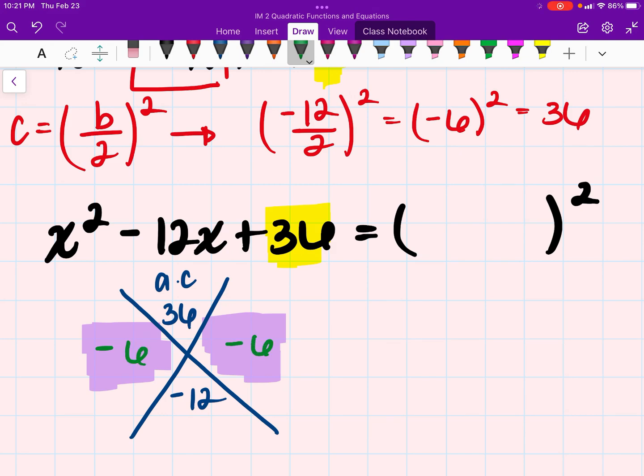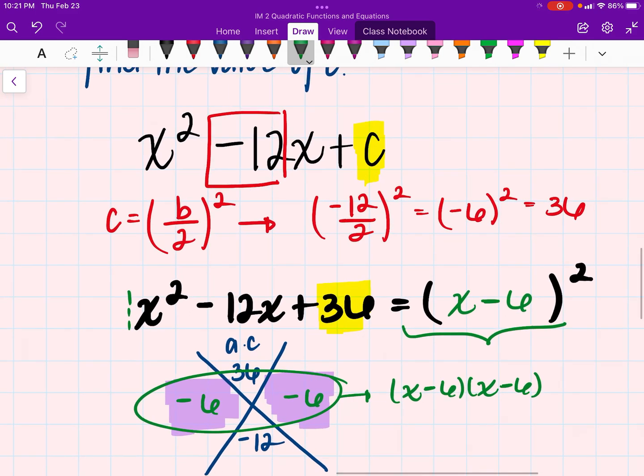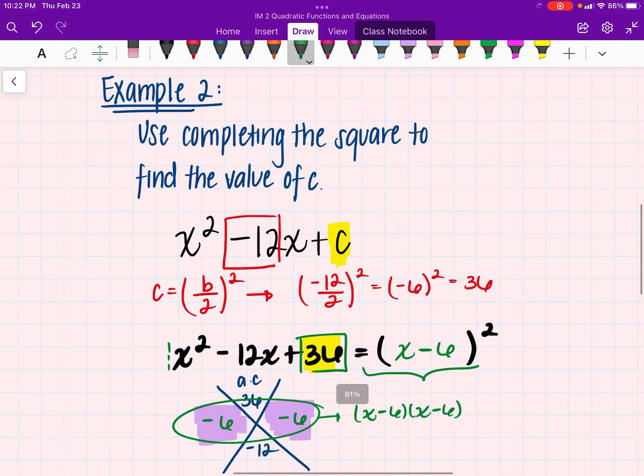And because our leading coefficient is a 1, we could stop factoring and just rewrite this as x minus 6 times x minus 6, or express it as x minus 6 squared. We'll go more in depth later on how we do this, and when we can stop doing the whole factoring method. But in this case, our answer, guys, was 36. We're just doing those extra steps.